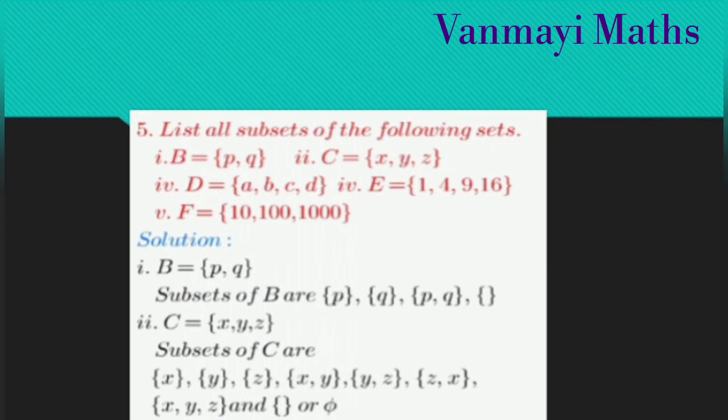C = {X, Y, Z}. Subsets of C: 2 cubed means 8 subsets are possible. Here the subsets are {X}, {Y}, {Z}, {X, Y}, {Y, Z}, {Z, X}, {X, Y, Z} and phi. So these are the subsets of the given set.